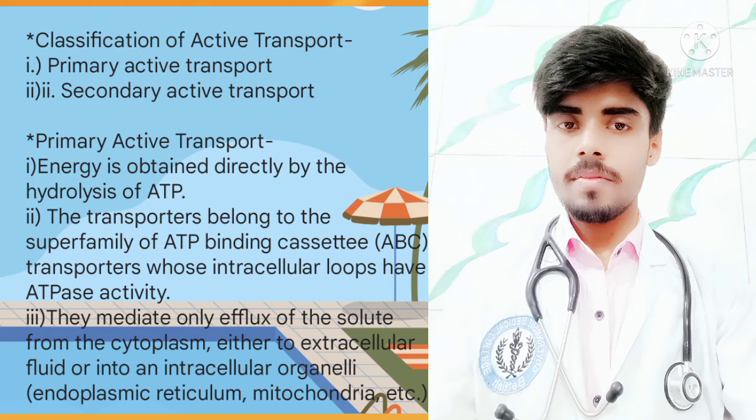The active transport is further subdivided into primary active transport and secondary active transport. Firstly, we will discuss the primary active transport. In this type of active transport, the energy is obtained directly from the hydrolysis of ATP, right? The transporters belong to the superfamily of ATP binding cassette, that is ABC, transporters whose intracellular loops have ATPase activity, right? They mediate only efflux of solute from the cytoplasm either to the extracellular fluid or into an intracellular organelle, like endoplasmic reticulum, mitochondria, etc., right?